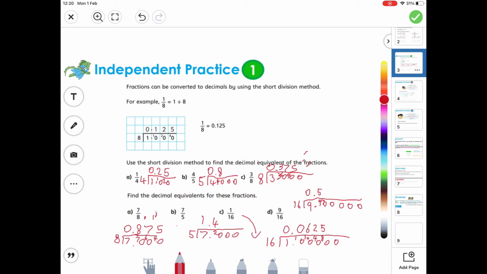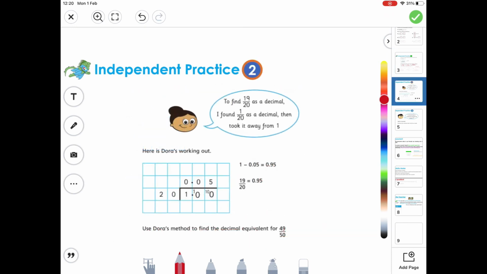So how many 16s in 100? Well, I'd just done that one below, and there was 6 with a remainder of 4. I think, yes, there was. How many 16s in 40? 2 with a remainder of 8. And how many 16s in 80? There's 5. So the last D is 0.5625.